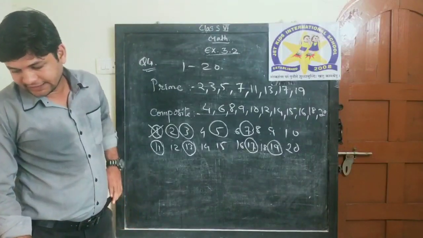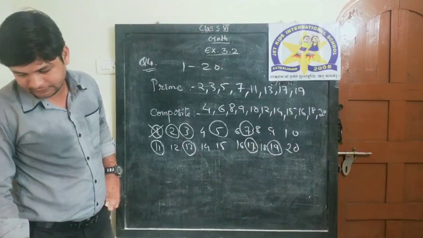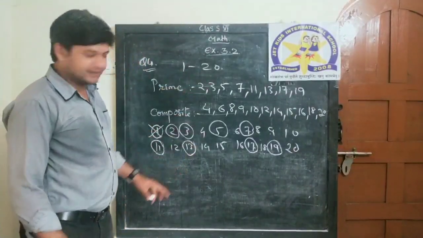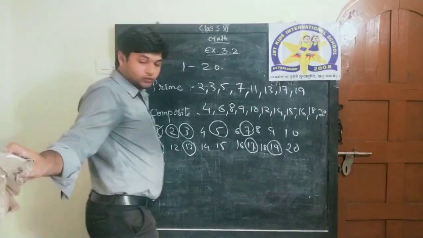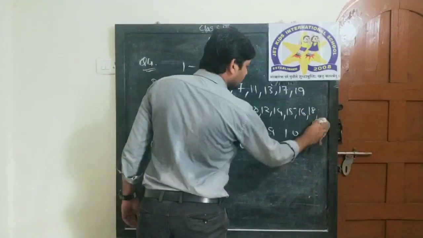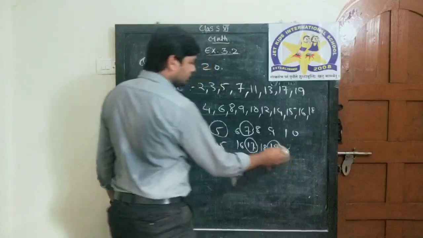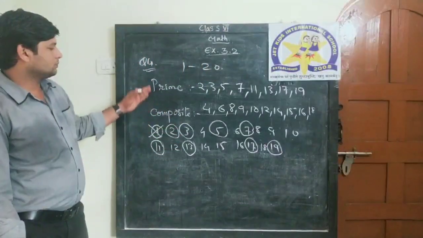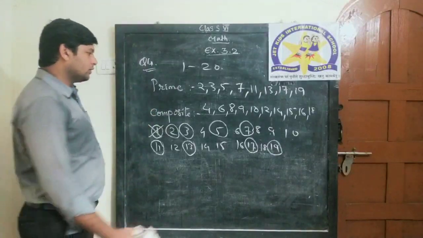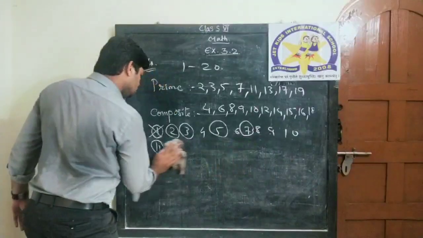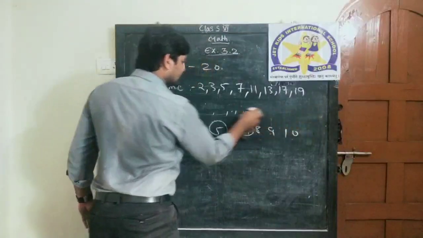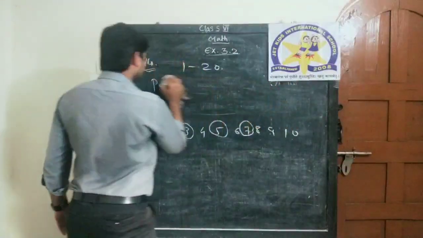Next question, what is the greatest prime number between 1 and 10? Between 1 to 10 it says, so we are not going to take 20 here. So prime and composite, the same thing we are going to use over here for the next question, that is question number 5.